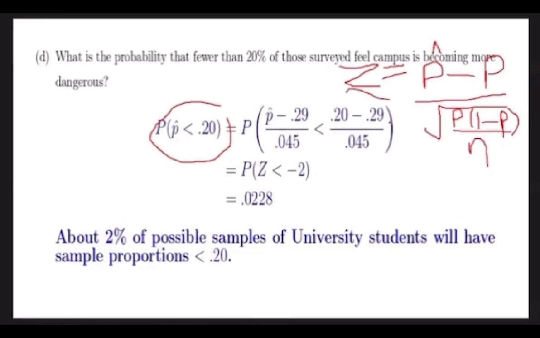If you take a look at this, when you solve that, we get the probability of z less than -2. And of course, the moment I write P norm into -2, I'm going to have 0.228. If I want to interpret that, I multiply that by 100. That means about 2% of possible samples of university students will have a sample proportion less than 0.20.